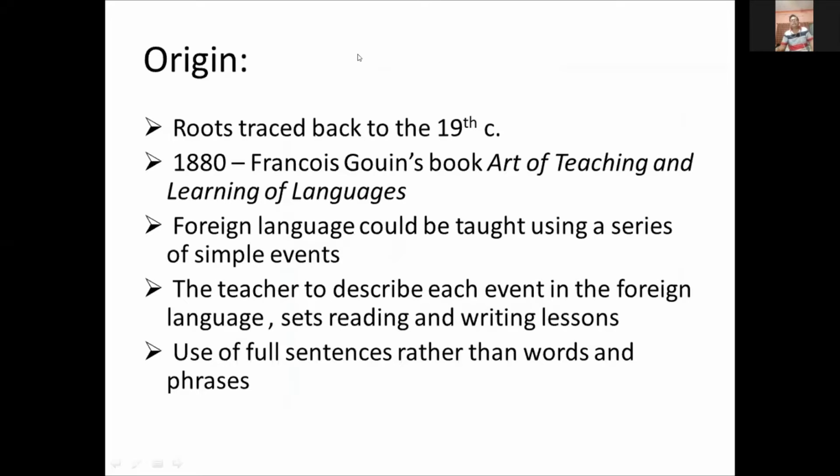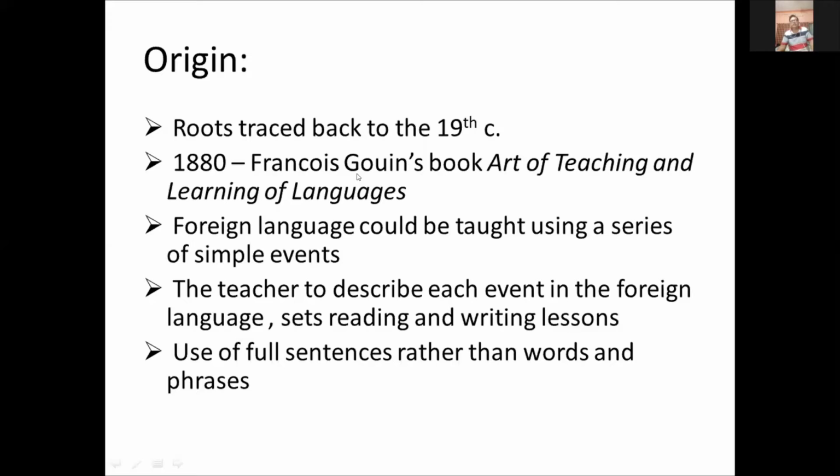Now, this is important, that language is something which we primarily use in our everyday life, to interact with people. So, using a series of simple day-to-day events, real situations, language could be taught. This was what the direct method prescribed.